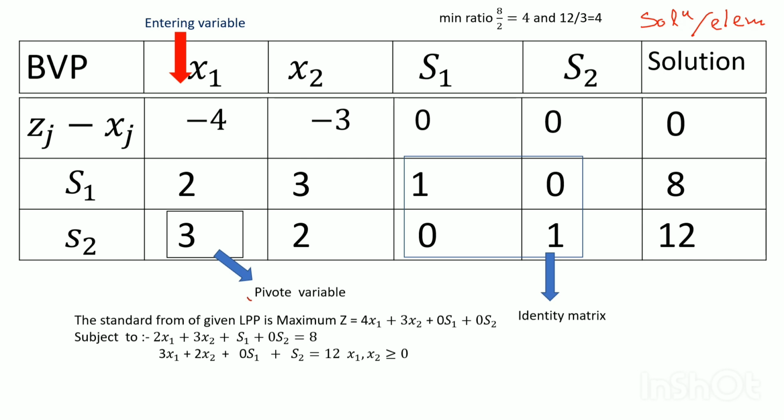And 1 0, 0 1 is my identity matrix, and I have written the total standard form of the given LPP, subject to 2x1 plus 3x2 plus s1 plus 0s2 equal to 8. Okay, so I hope it is clear.